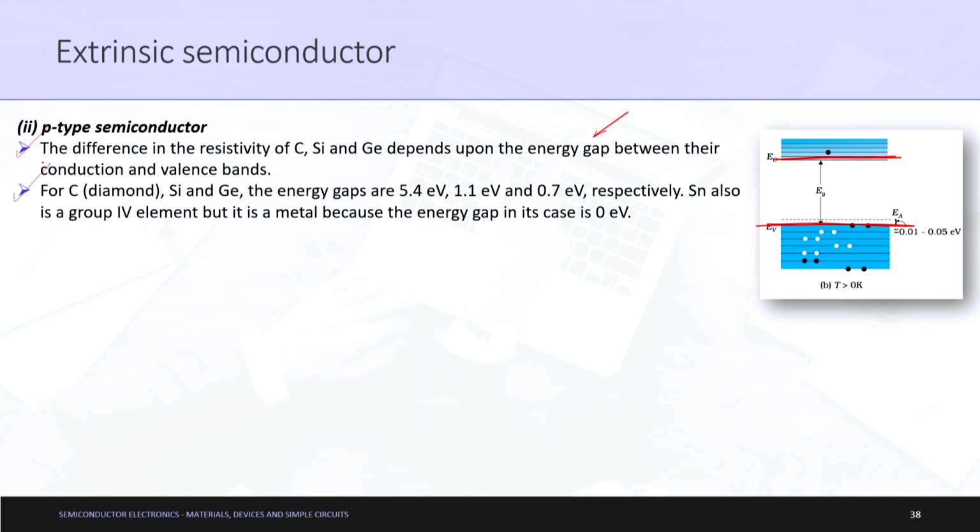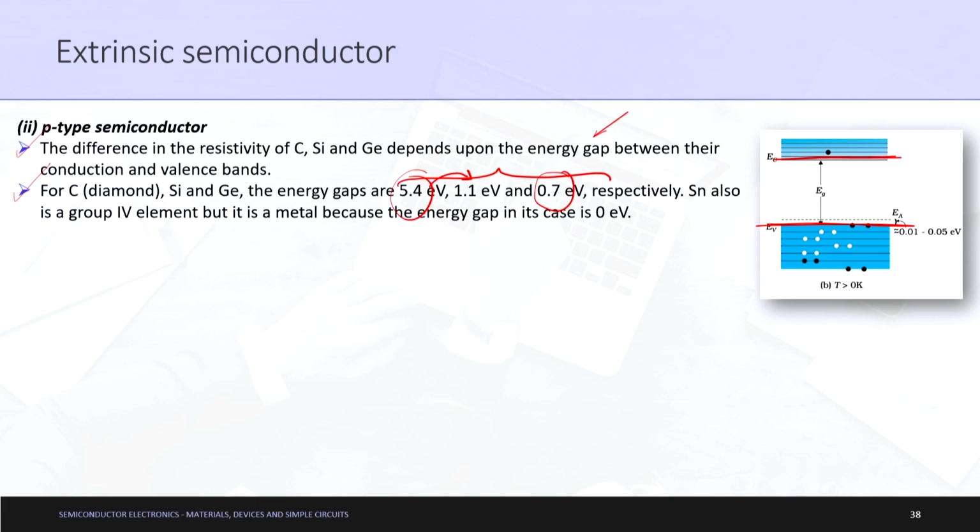For carbon, let us take the example of carbon (diamond), silicon and germanium. The energy gaps are given here: 5.4 electron volts, 1.1 electron volts and 0.7 electron volts. As can be seen clearly, it is very high for carbon, and the decrease in the energy gap is huge when you go to semiconductors such as silicon and germanium, and it is very small for the germanium semiconductor.